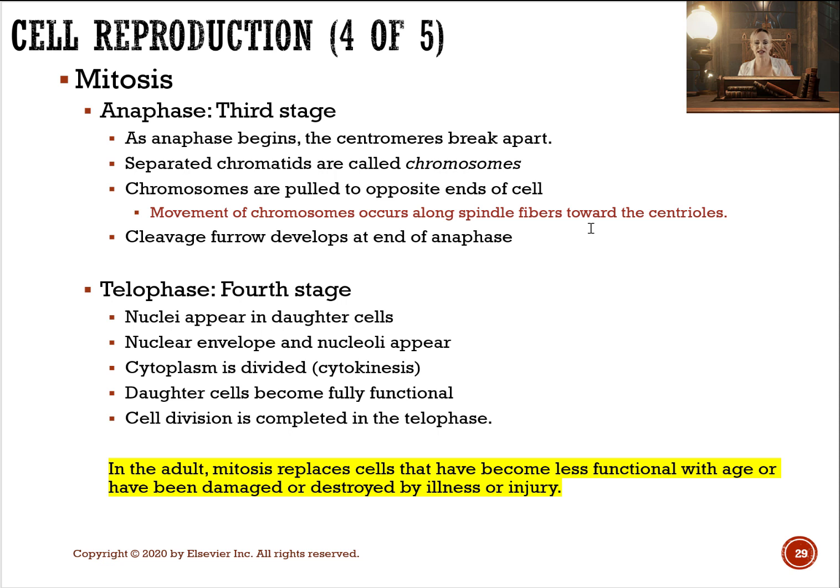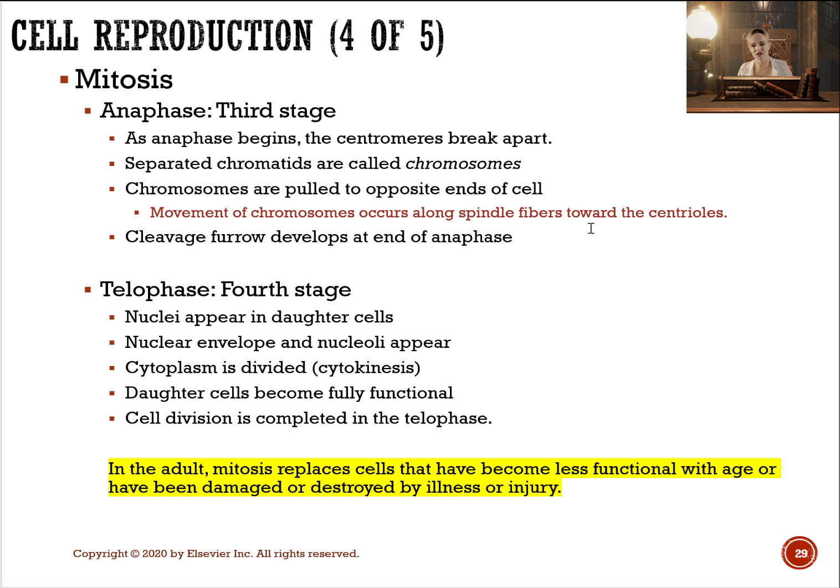Then we have telophase. Telophase is our fourth stage. Nuclei appear in daughter cells. Nuclear envelope and nucleoli appear. The cytoplasm is divided. This is called cytokinesis. Daughter cells become fully functional, and cell division is completed in this fourth stage called telophase.